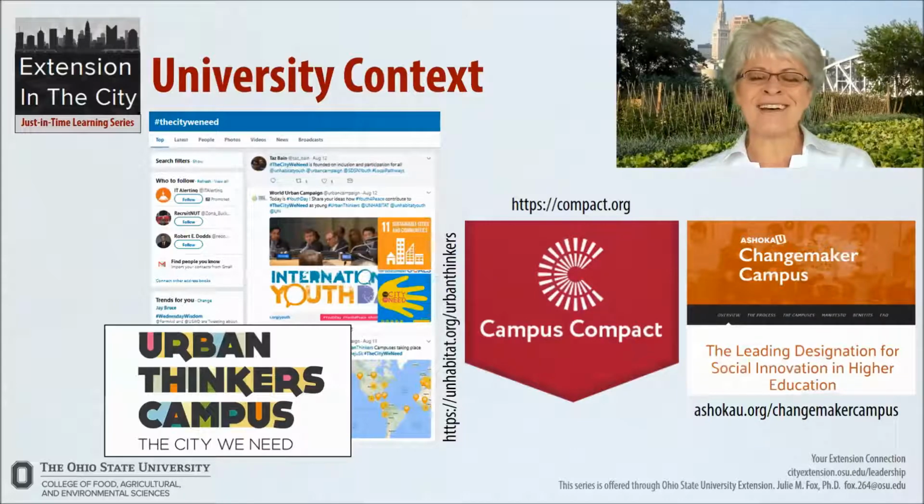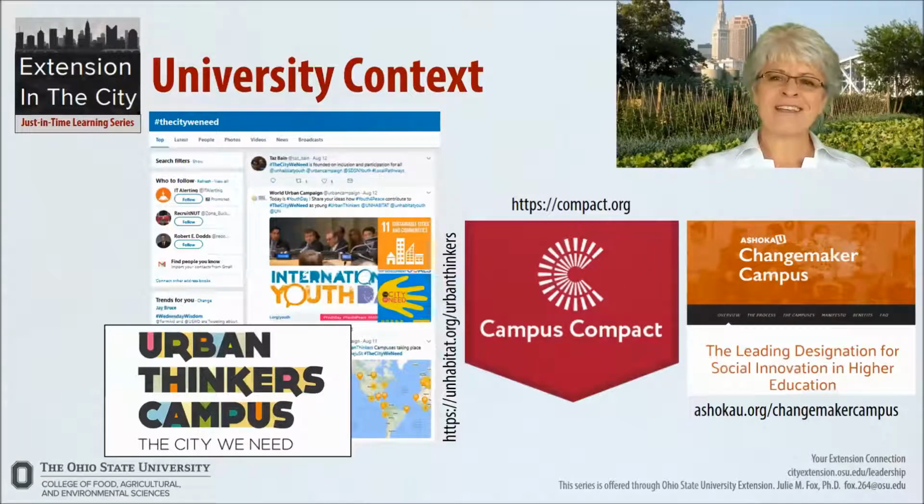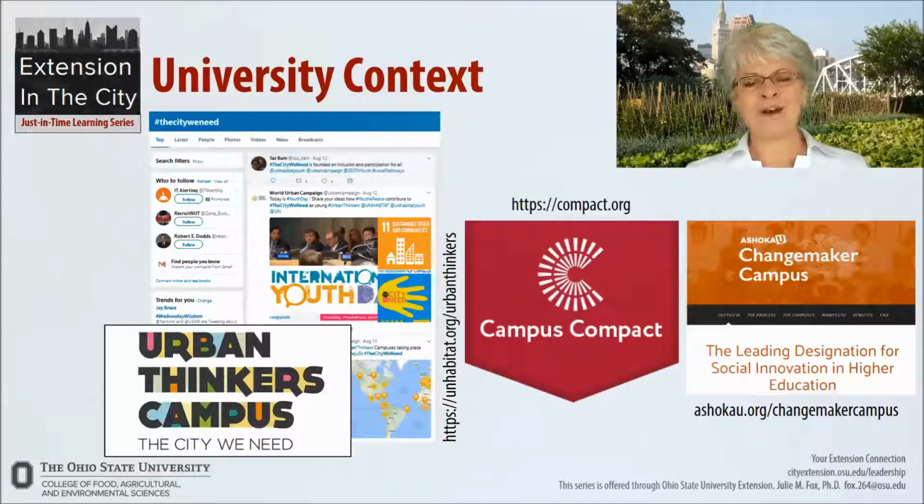Recently, there was a campaign called Urban Thinkers Campus, and this is from the United Nations. There's a hashtag, the city we need. Check that out through your social media and look at where events might be hosted close to you. Online, there's a Campus Compact, again, connected to community engagement with universities. They have a podcast series and some other great resources, some small grant programs and some events. And then Ashoka, the nonprofit world that we often link with, has a Changemaker campus.